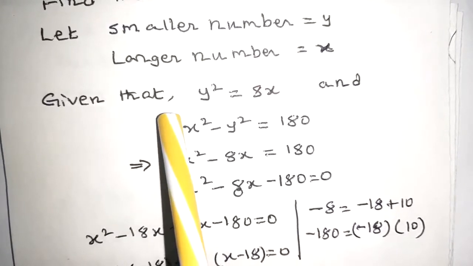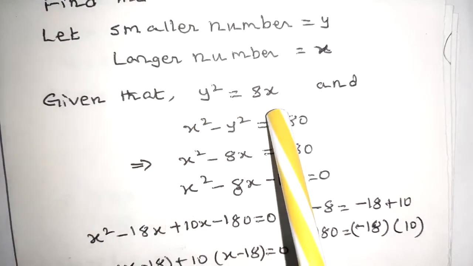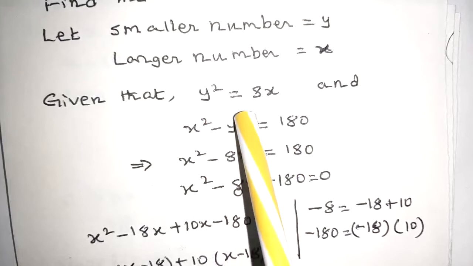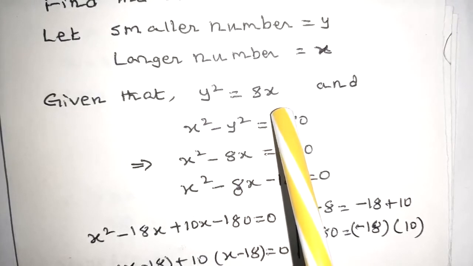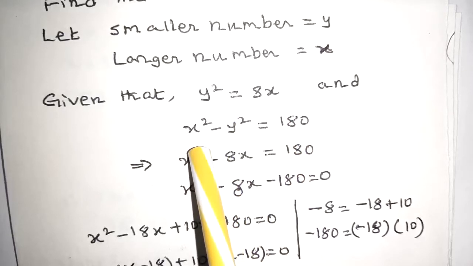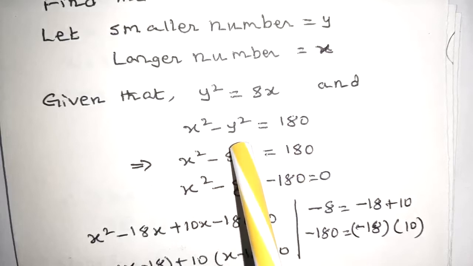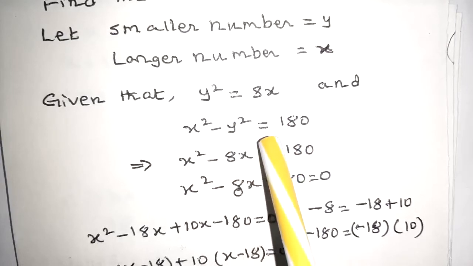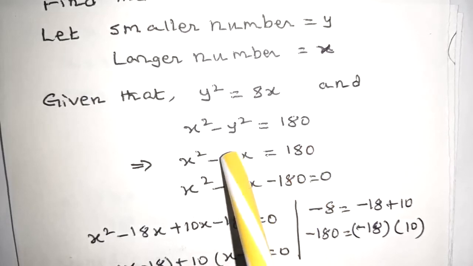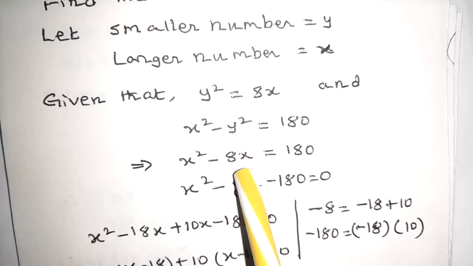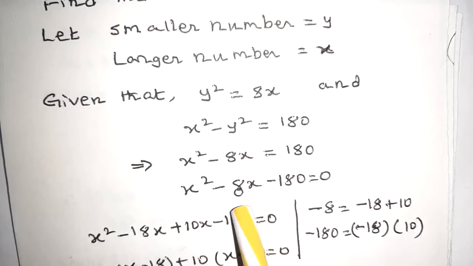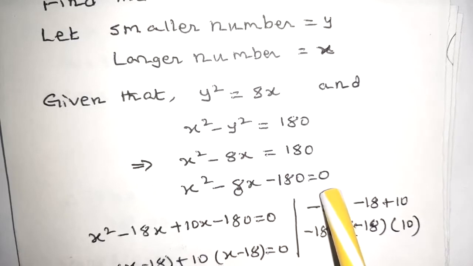Then by the given data, y square equal to x, that is, the square of the smaller number equal to 8 times the larger number. Again, the second condition is the square of the larger number minus the square of the smaller number equal to 180. x square minus y square equal to 180. In place of y square, we can write 8x. So then we get a quadratic equation, x square minus 8x minus 180 equal to 0.